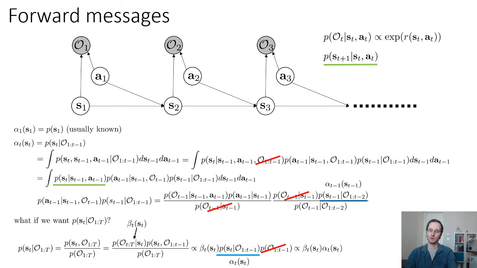So then we're left with the probability of a state given o_1 through T is proportional to the backward message multiplied by the forward message. Very simple, very elegant. So that's how you can recover state marginals for this soft optimal policy, and this will become very important later when we talk about inverse reinforcement learning.